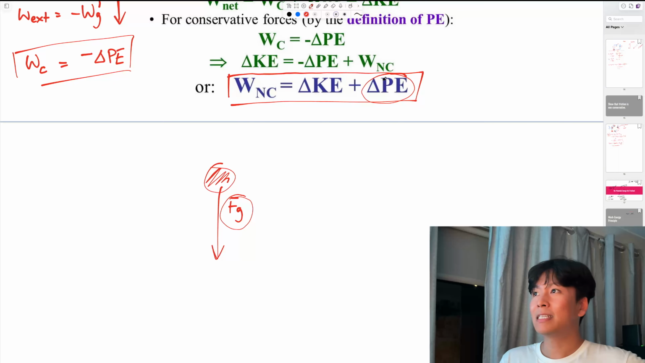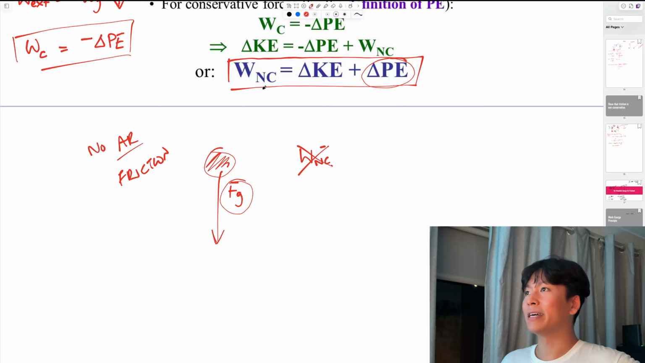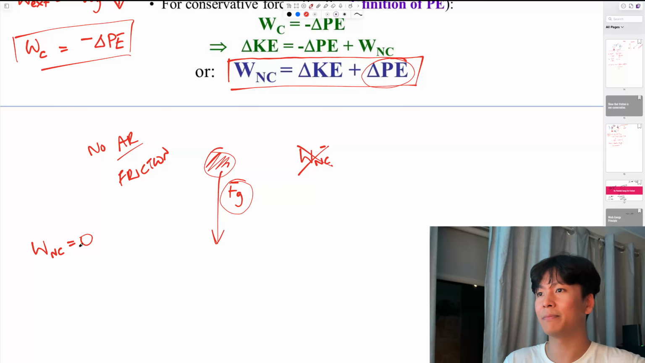Ignoring air resistance, now I have no work done by non-conservative force. That doesn't exist anymore because there's no air resistance, right? So no air resistance, no friction, right? And so then my equation actually simplifies, right? Because the work done by non-conservative force in this case is just equal to 0. So work done by non-conservative is 0 because there's none of them.